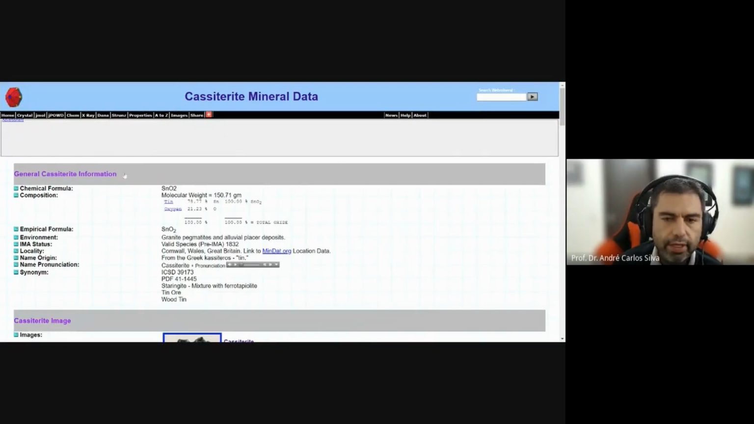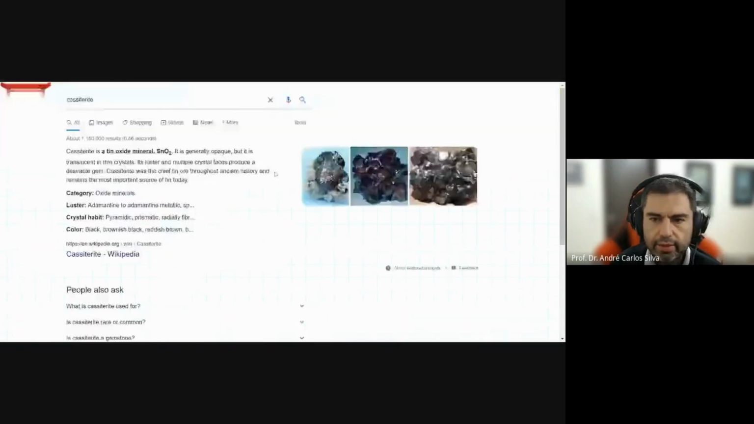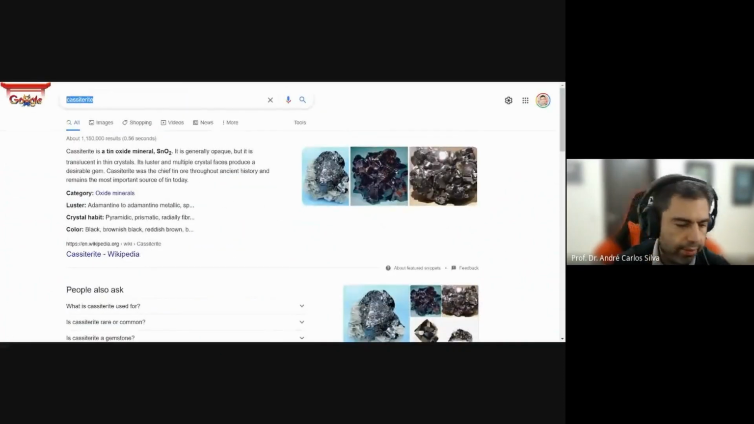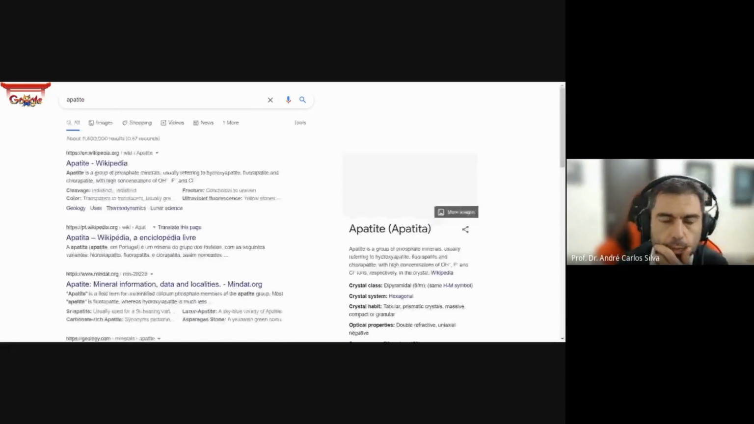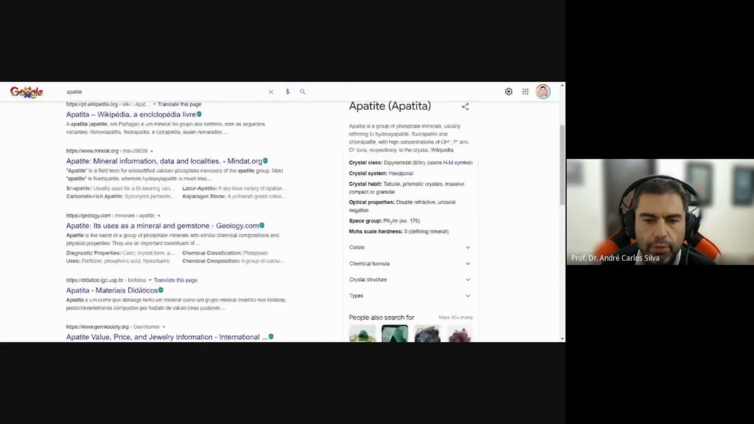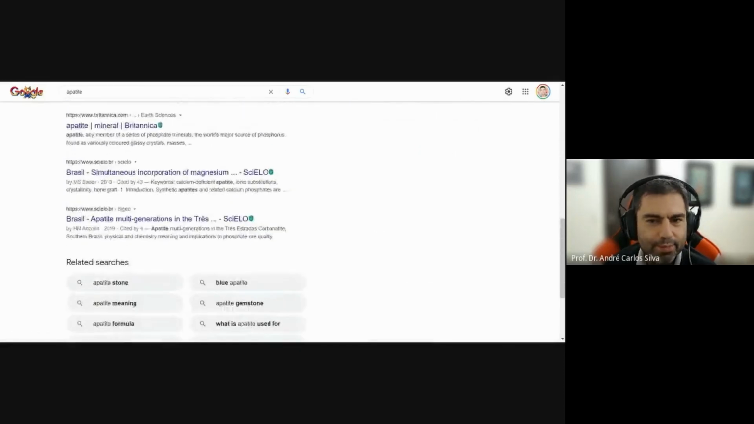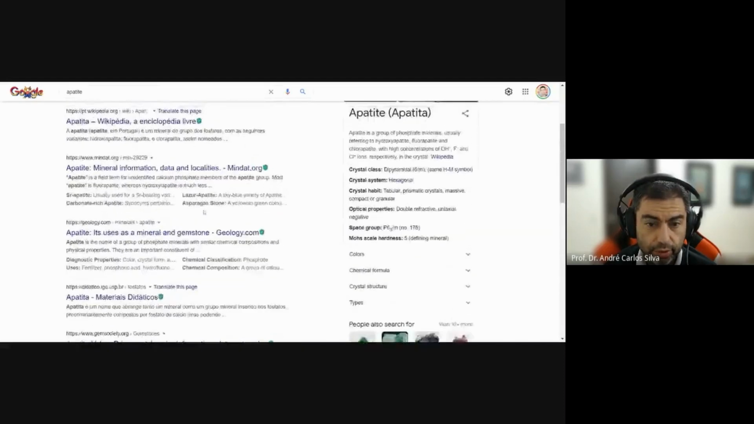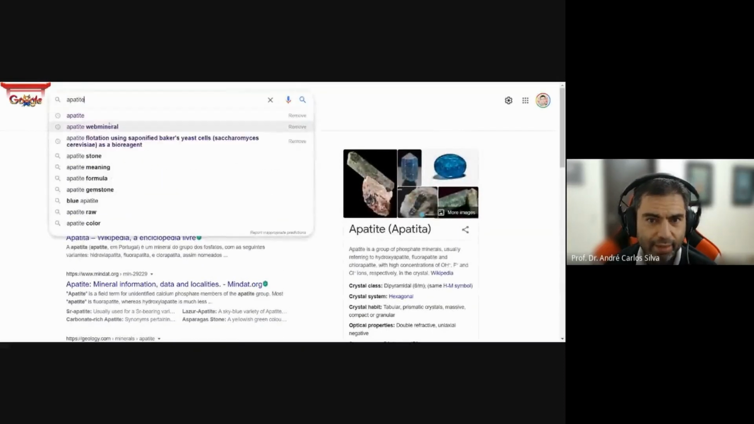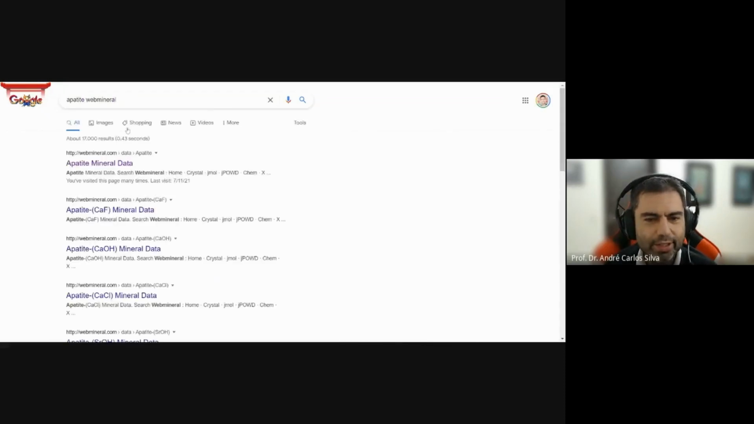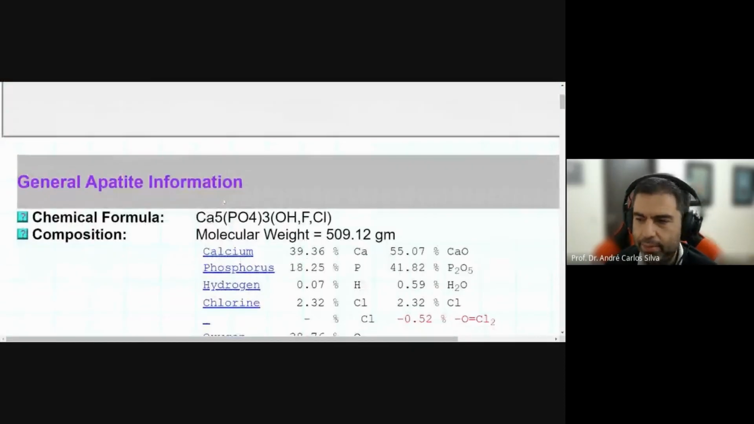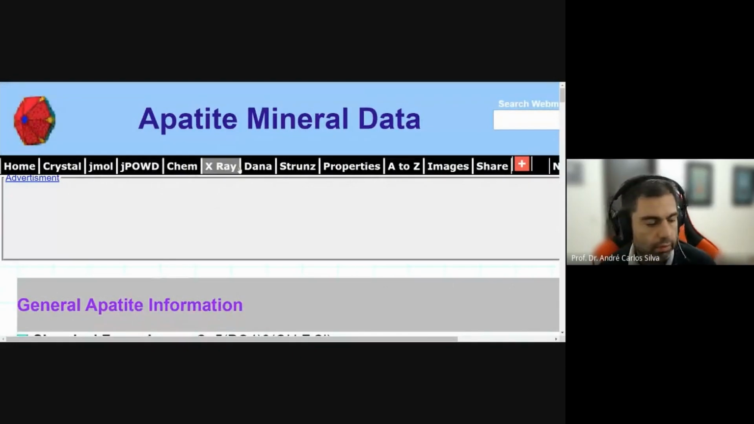So as you can see over here, it's a quite easy chemical formula. It's just tin dioxide. So let's go to apatite. It's right here. So I'm going to take a look first at Webmineral, and as you can see, it's not in the top results. Okay, so in order to get to Webmineral, I'm going to take this one. As you can see, I already typed it because Google is not giving me this. So it's like here, apatite on Webmineral. Oh, it's not very nice.